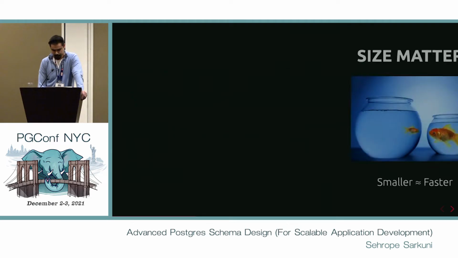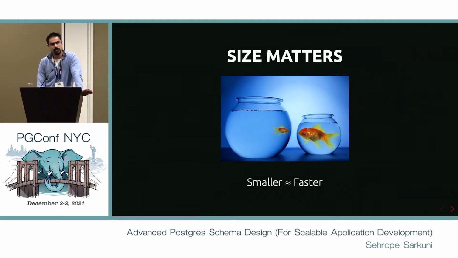Now, for all these, anytime you're working with data types, the first thing you have to think about is the size of the data type. So if you look at these two fish here, which one would you think is the happier fish? It's clearly the little fish in the big bowl, he has more room to swim around. But as someone designing a schema, you have to look at that fish bowl and say, oh, I can fit so many more fish on that other side.